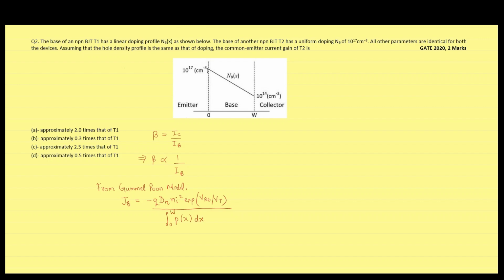You should know that this expression here is actually the hole carrier concentration, but since it is written clearly in the question that the hole density profile is the same as that of doping, we can replace the hole carrier concentration with doping concentration. This statement in the question is simply a way of telling you to consider low level injection in BJT. The current through the base is simply the multiplication of current density into area.